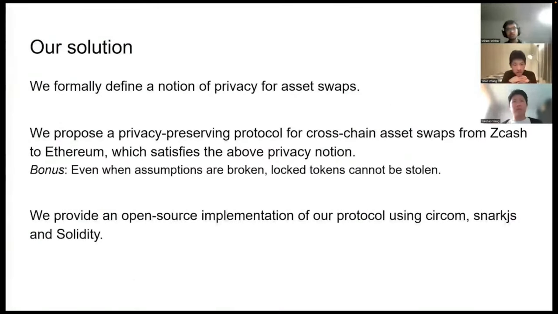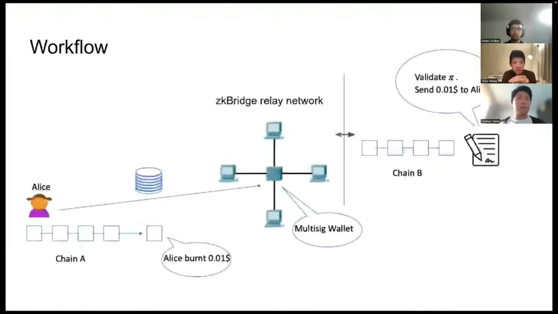So here's our contribution. First, we define the notion of privacy. Second, we propose a privacy-preserving protocol between Zcash and Ethereum that allows asset swaps. And finally, we provide an open-source implementation of the protocol. So here's our workflow. As you can see, it builds on top of the ZKBridge Relay network.